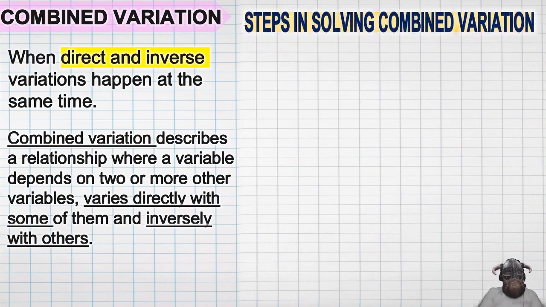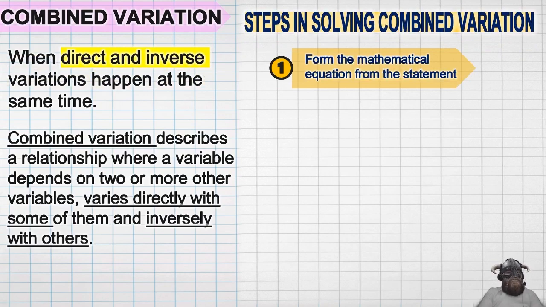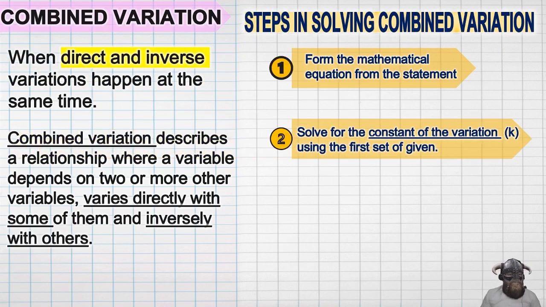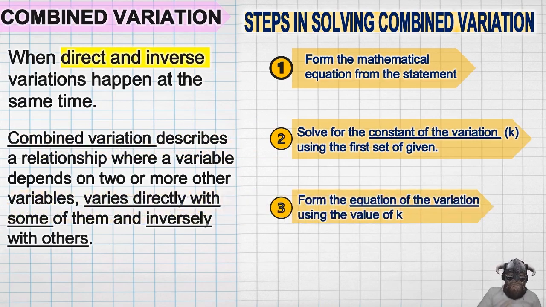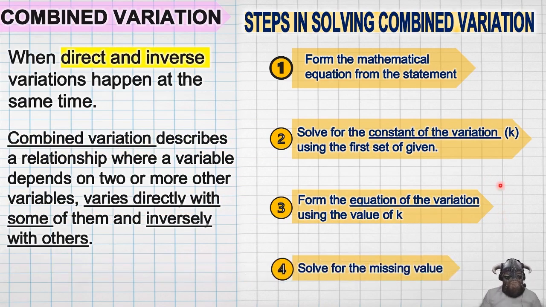So, steps in solving combined variation, first step is for us to form the mathematical equation from the statement. Second is for us to solve for the constant of variation k using the first set of given. Third will be to form the equation of the variation using the value that we got on step 2. And the fourth one will be to solve for the missing value. So if you notice, in all four types of variation that we discussed, those four steps are the same when it comes to solving combined variation.